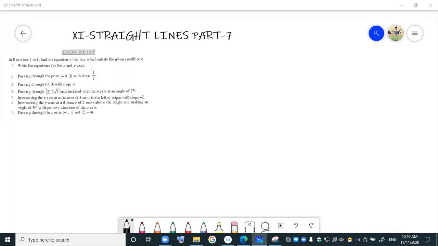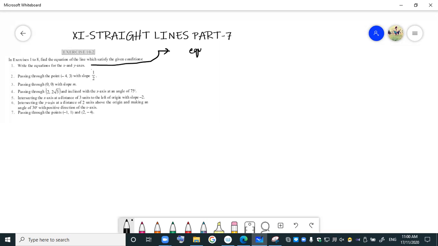So now, okay, start straight lines part 7 now. Exercise 10.2, and we have seen different conditions of straight line. Here we take question number 1 first. Write the equation for the x-axis and y-axis. Equation of x-axis and y-axis you can remember directly also.